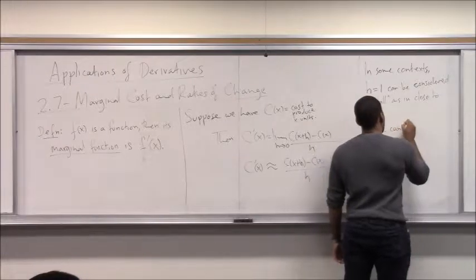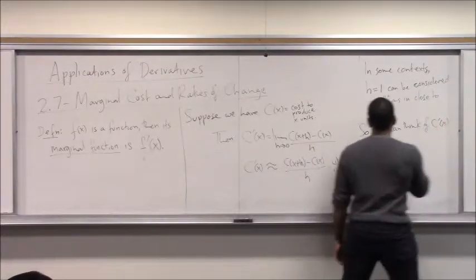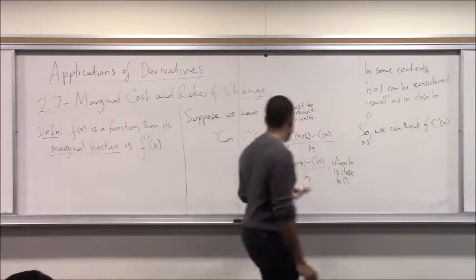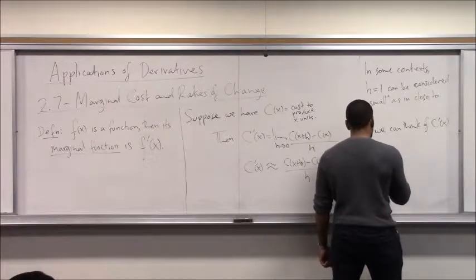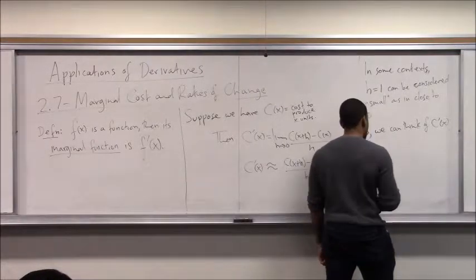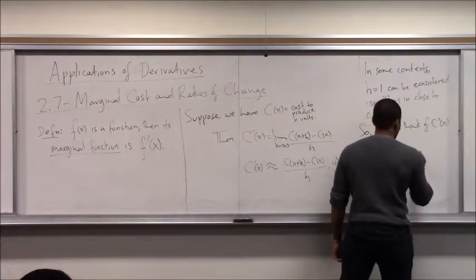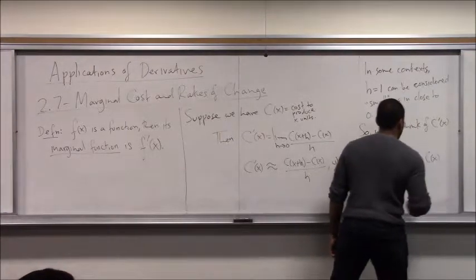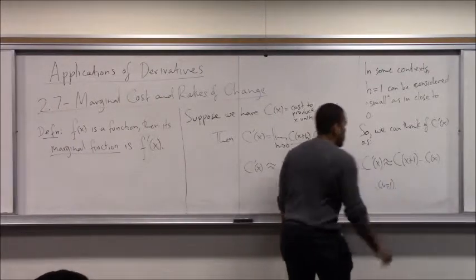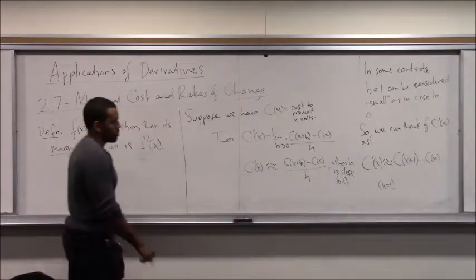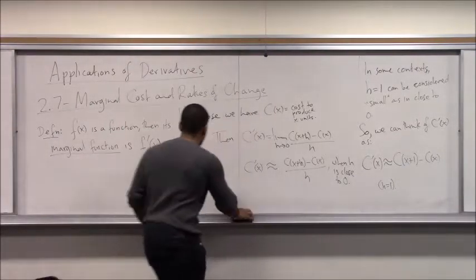And so we can think of C prime as the following. Just go to this expression and plug in 1 for h. And so the C prime of x will be approximately equal to C of x plus 1 minus C of x. And this is just plugging in h equals 1 in the above. And now that equation is why we can think of it as a marginal function.